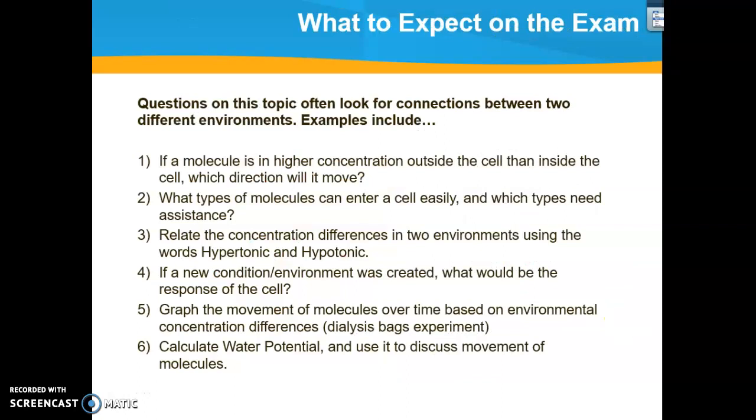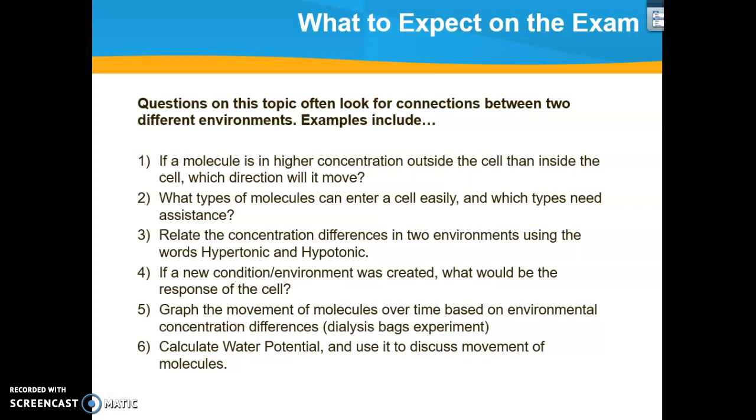Now, some questions to maybe get you thinking about what you could possibly see on the AP exam. If a molecule is in a higher concentration outside the cell than inside the cell, which direction would it move? And it might be helpful to draw a little sketch of this. So looking at just dots on the outside of the cell compared to the inside of the cell, we would see that there are more outside, and by passive transport, they would move into the cell.